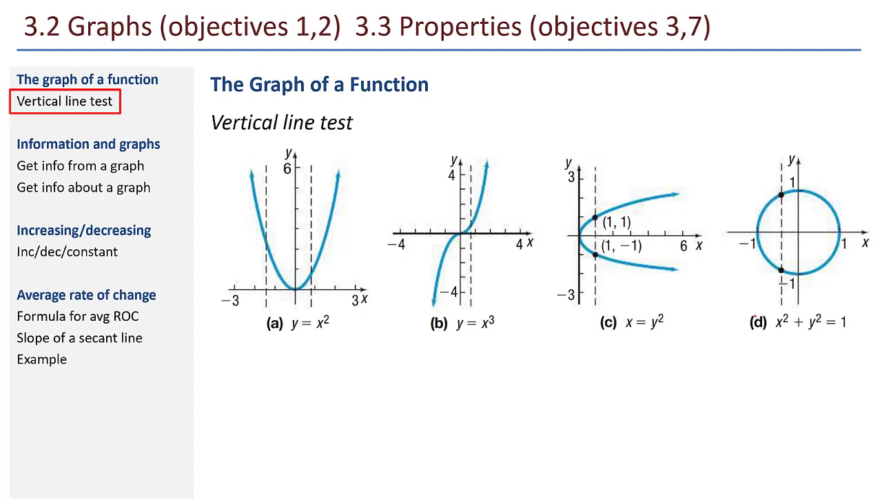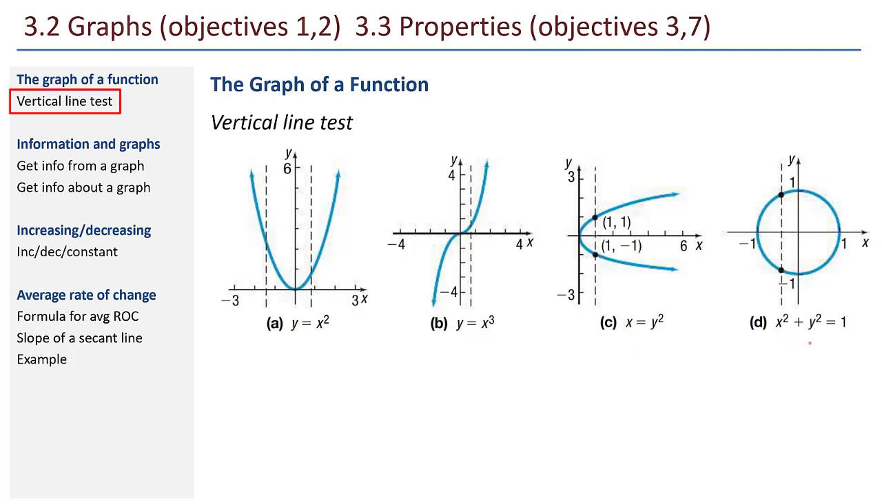Alright, so let's talk about the graph of a function. One of the things that is really useful to us is called the vertical line test, and this will tell us whether or not a graph that we're looking at is actually the graph of a function. So look, here are 4 graphs. These are all graphs of equations. So underneath each graph you can see the equation that gives us the graph.